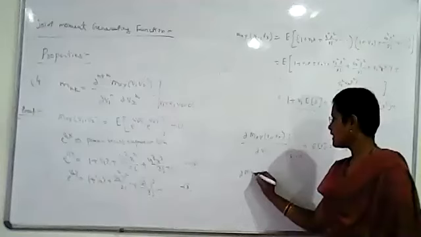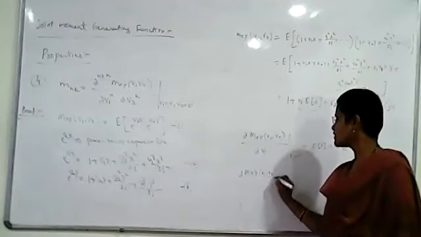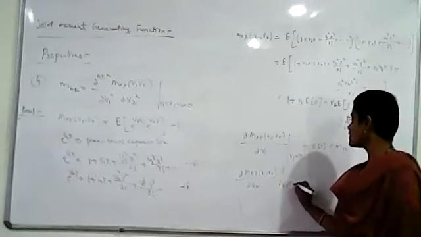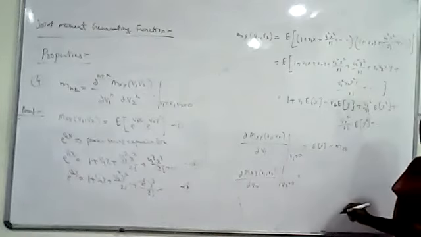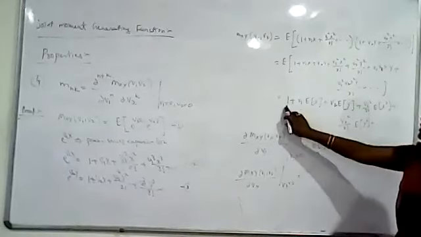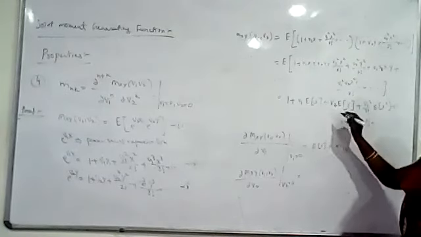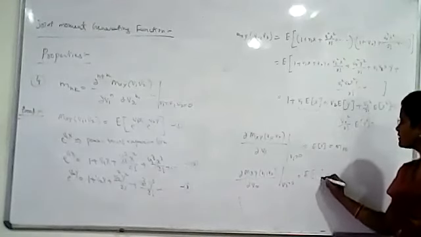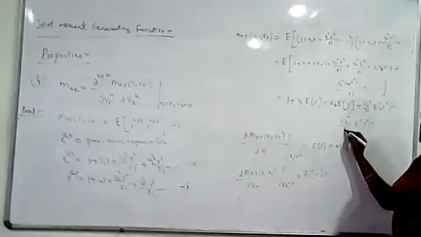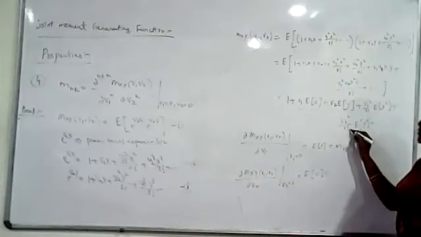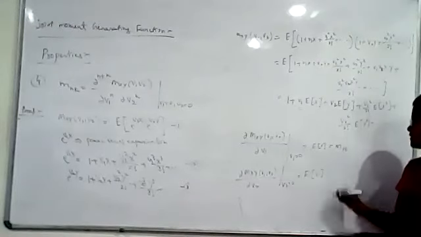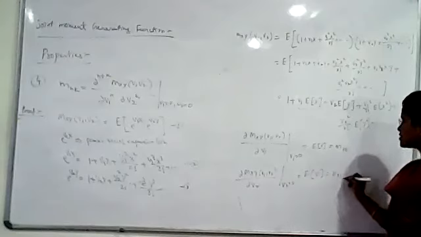Similarly, differentiate M_XY(v1, v2) with respect to v2 and substitute v2 equal to 0. Since we are differentiating with respect to v2, the terms without v2 are 0. We have only the differentiation of this term, which gives expected value of y. The other terms containing v2 become 0 when we substitute v2 equal to 0. So we are left with only the expected value of y. This is m01.